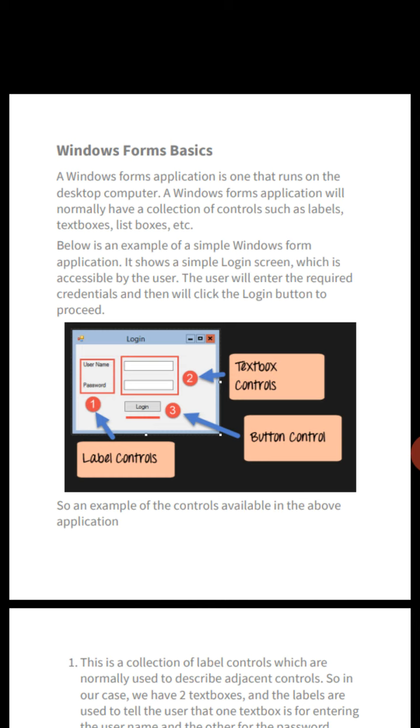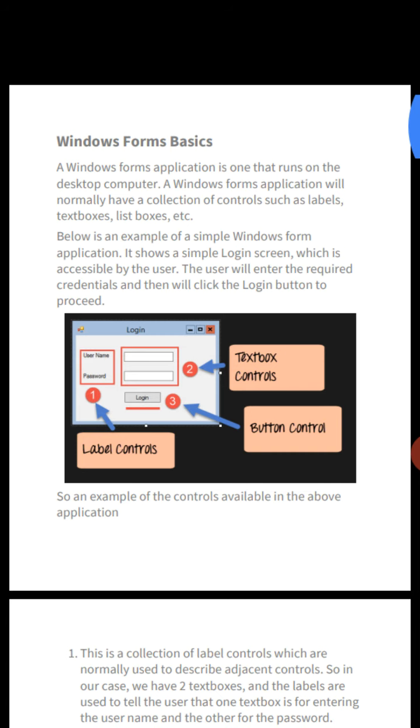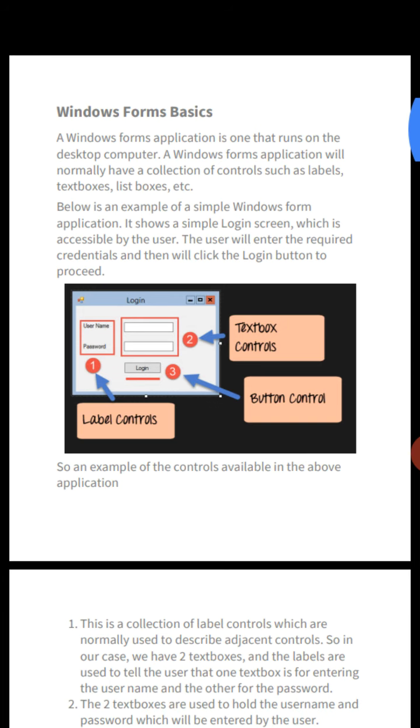Below is an example of a simple Windows Form application. It shows a simple login screen which is accessible by the user. The user will enter the required credentials and then click the login button to proceed. In this diagram, username and password are label controls, then we have text box controls, and login is a button control.